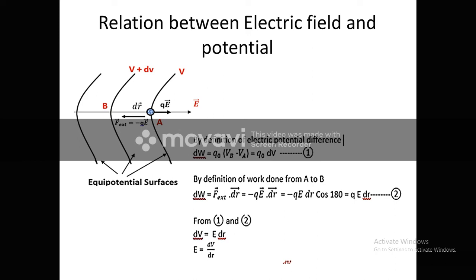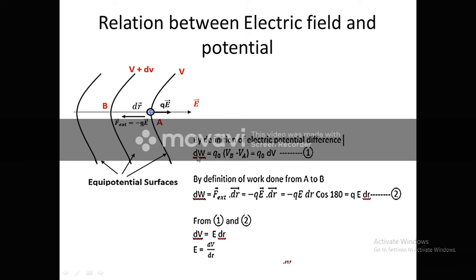The work done would be if we place it against the field. So this minus is actually against the field. Okay, so minus QE dr, where dr means small displacement, minus QE dr cos theta, cos 180 degree, because the angle between the force and the displacement is 180 degree. Cos 180 is minus 1, so minus will be multiplied with minus, we will get QE dr.